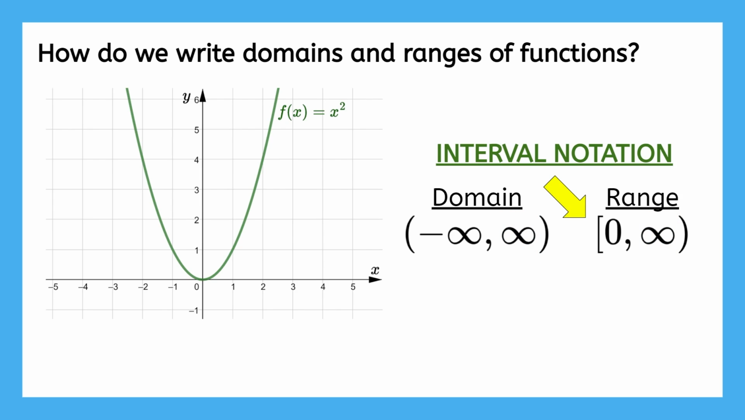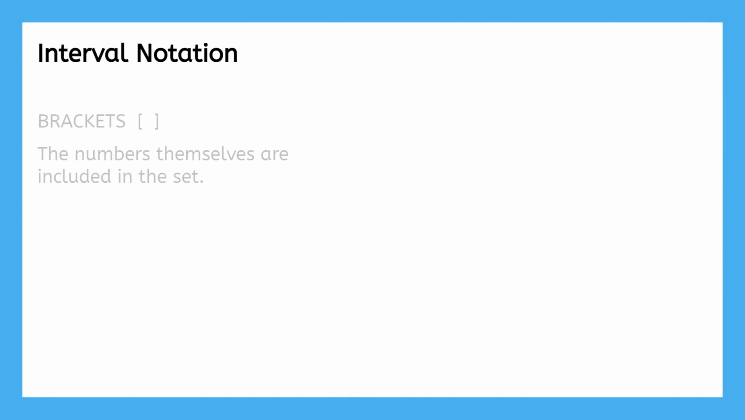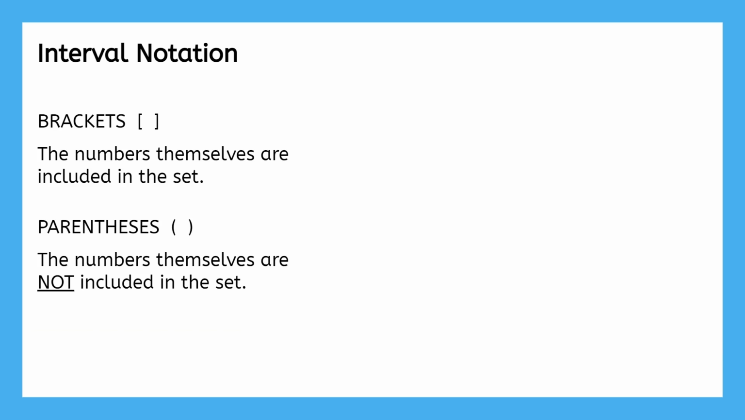This particular interval describes the range of f of x equals x squared, the function in the graph on the left. If we put a normal set of parentheses here, that would in fact be an incorrect way to write this range. If you see hard brackets around the numbers, that means the numbers themselves are included in the set. Whereas if you see soft parentheses around the numbers, the numbers themselves are not included in the set.